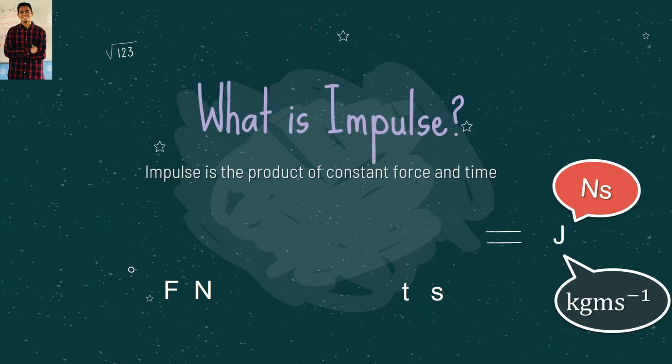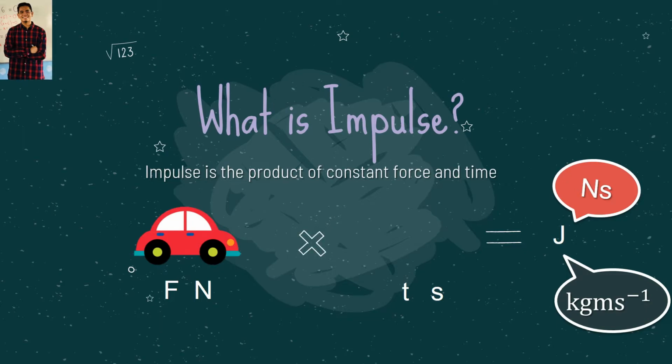So now, what is impulse? Impulse is the product of constant force and time. Multiplying force in unit Newton and time in unit second, we will get impulse with unit Newton second or kg ms power of -1.